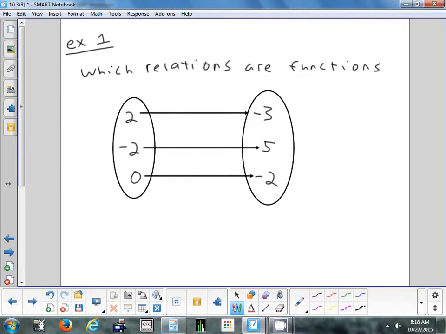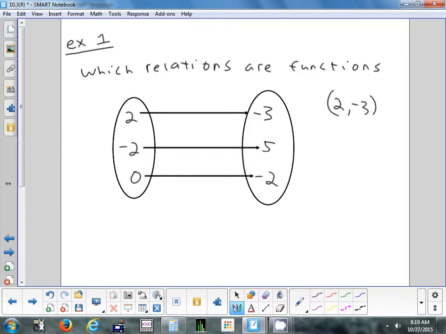Okay, there's a couple ways you can do it. Once you get comfortable with a mapping diagram, you can tell just by looking at it. If you're not sure, maybe we want to list out the coordinates and see if anything repeats. Somebody give me the first coordinate that first arrow represents. Victor? 2, -3. That's that first coordinate in the mapping diagram.